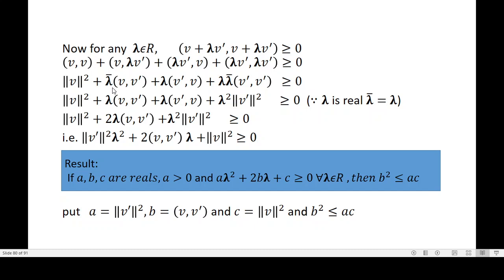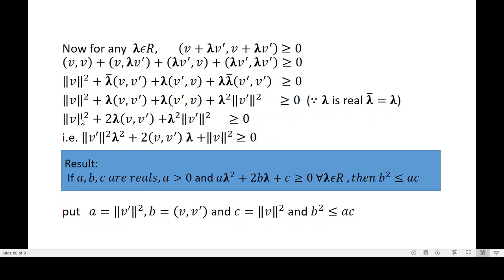But lambda is a real number, therefore lambda bar is equal to lambda. So we have norm v squared plus lambda into inner product of v comma v dash plus lambda into inner product of v dash comma v plus lambda into lambda, that is lambda squared, because lambda bar is lambda since lambda is real. So lambda squared into inner product of v dash comma v dash is equal to norm v dash squared. This is greater than or equal to 0.